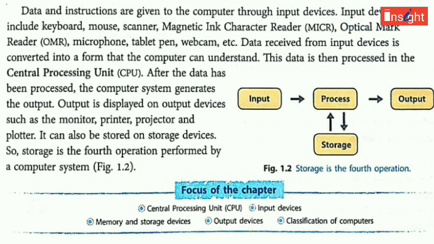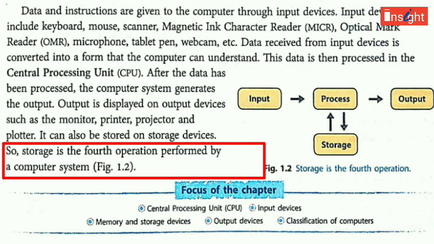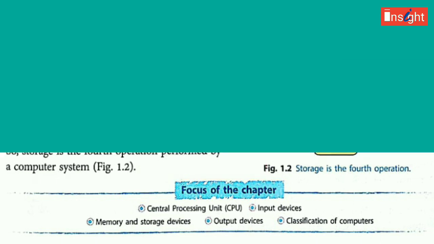The data received from input devices are first converted into a form that is understood by the computer. Then that data is processed in the CPU. After the data has been processed, the computer system generates the useful information that is called output. Output is displayed on the output devices such as monitor, printer, projector and plotter. It can also be stored on storage devices. So storage is the fourth operation performed by the computer system.